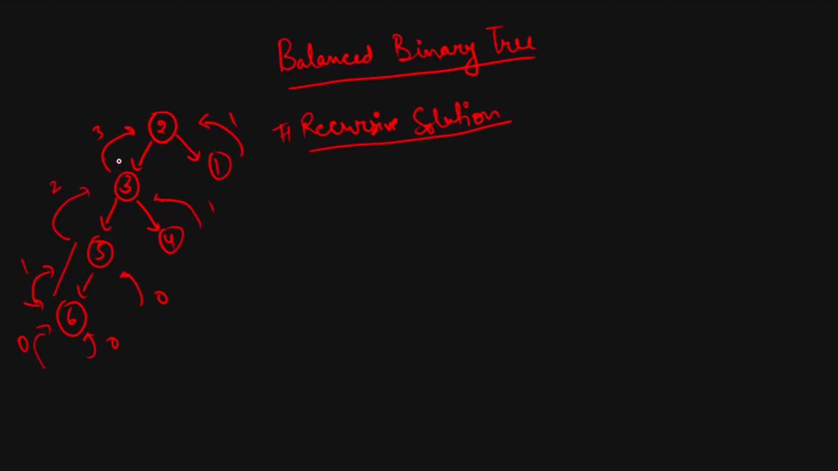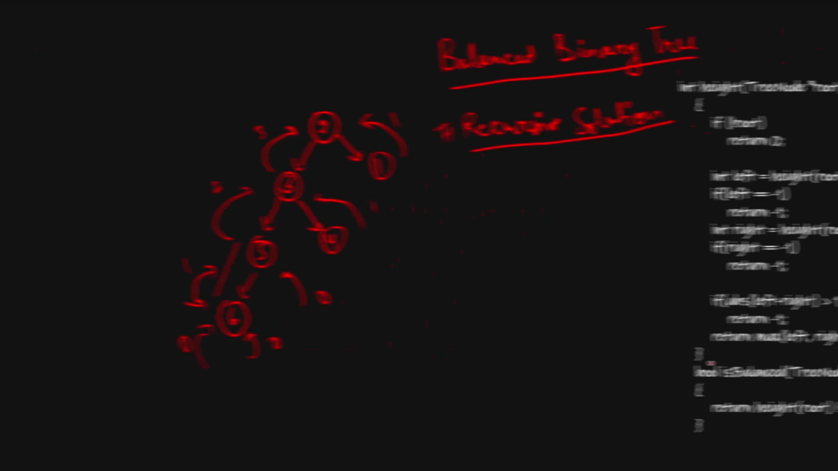Now at this point 3 minus 1 is 2, which is greater than 1. So if I have to ask whether this subtree is a balanced binary tree, I will say yes. But the whole binary tree is not balanced because the height of the left subtree is more than the height of the right subtree by more than 1. So I will say no, it is not a balanced binary tree. Now let's check out the code.